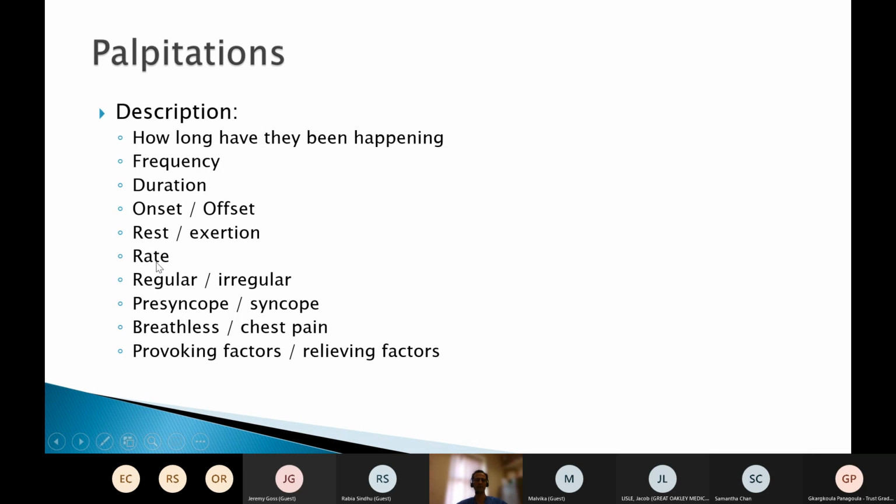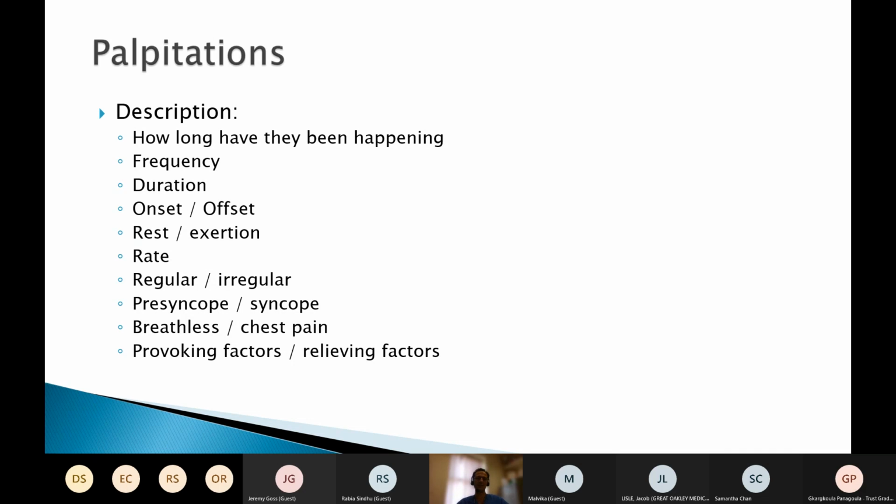Assessing the rate can be of value because patients often find it very hard to describe palpitations in detail. But if you tap it out for them, that can help it to crystallize for them. And so you can ask them, is it a pounding regular beat at a normal rate? Or you can say, is it fast and irregular?